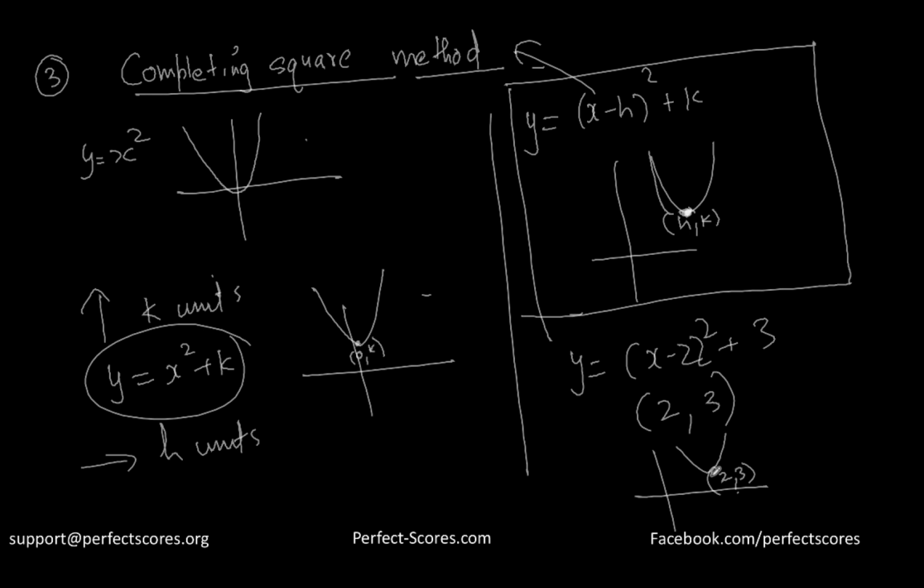Fine. So I hope you understood this, guys. So instead of seeing the quadratic equation as y is equal to ax square plus bx plus c, you can also see the quadratic equation as y is equal to x minus h whole square plus k.